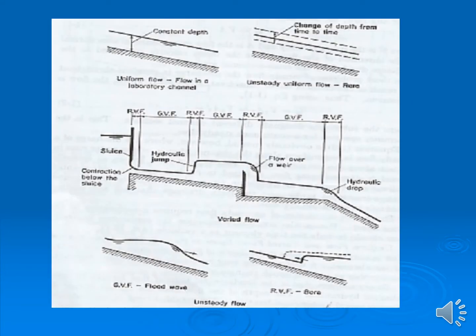Okay, let's look at this figure. It shows that there are GVF, which is gradually varied flow, and RVF, which is rapidly varied flow. The gradually varied flow is where the flow changes rather slowly with distance, and the water depth is lower. And the hydraulic jump occurs here when the water depth changes speedily at rapidly varied flow.